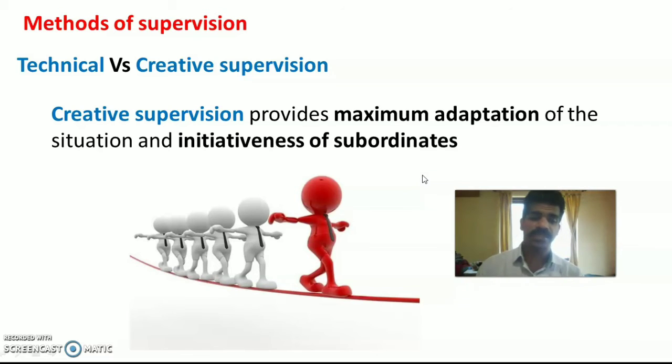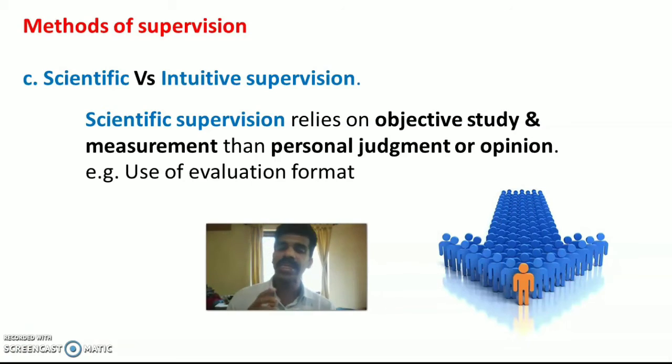The last type is scientific versus intuitive supervision. The scientific supervision method relies on objective study and objective measurement rather than the personal judgment or opinion of the supervisor. So the supervisor always uses an evaluation format, a systematic method of evaluation, to evaluate the performance or activities of the employees. That is why it is called the scientific supervision method. An example is the use of an evaluation format to supervise the activities of the employees. That means this supervision is based on a scientific or systematic method.